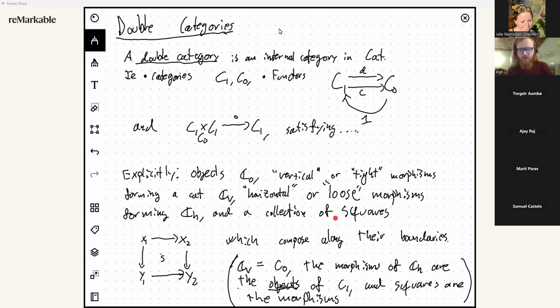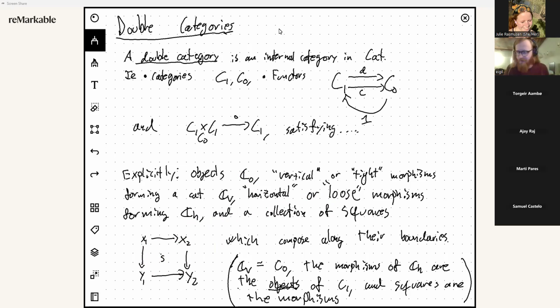And then you have a collection of squares. So given four morphisms, two horizontal morphisms and two vertical morphisms like this, there's a set of possible squares in here, and they compose in the graphical way that you would expect along their boundaries.